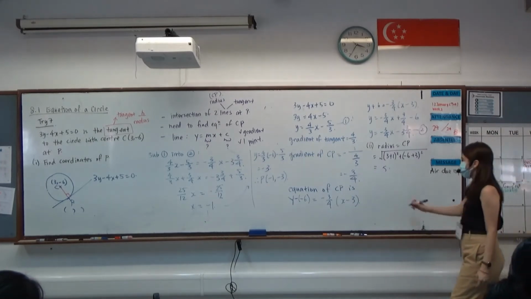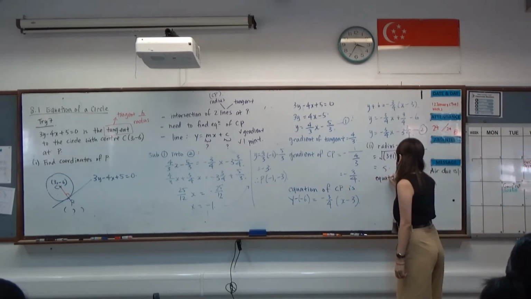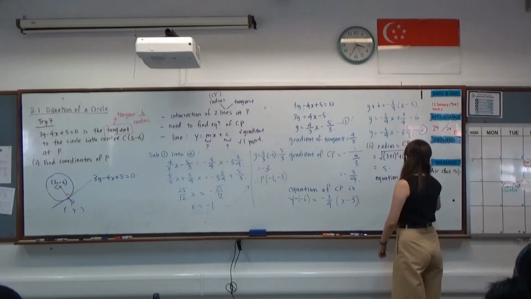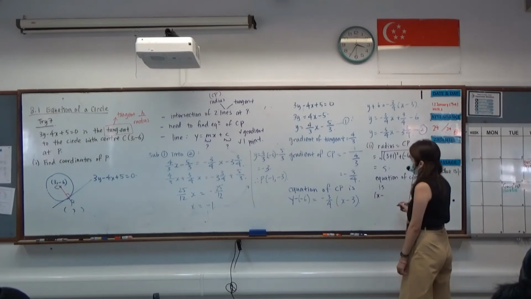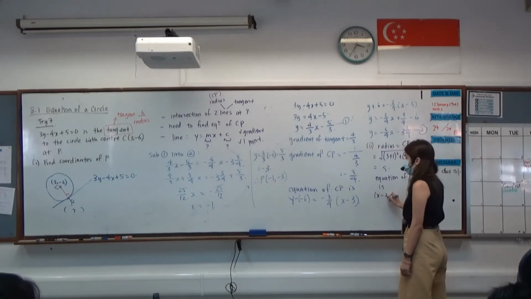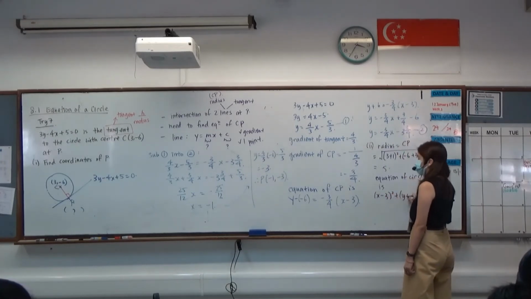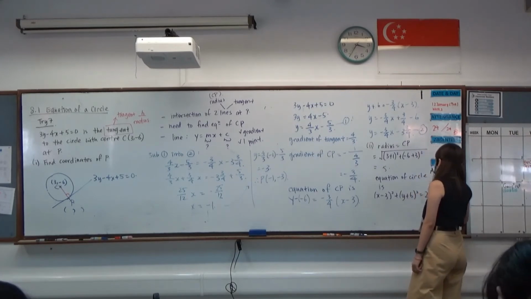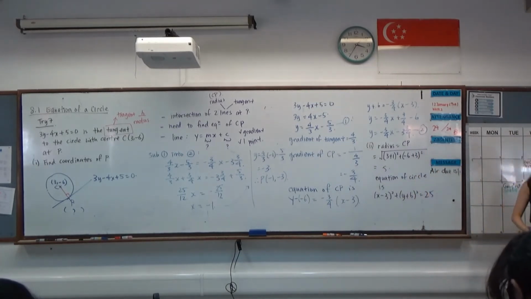So the equation of the circle is x minus negative 3 squared plus y plus 6 squared equals 25, which is 5 squared.